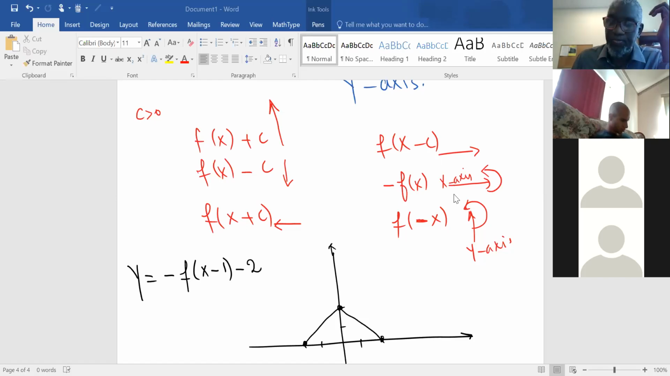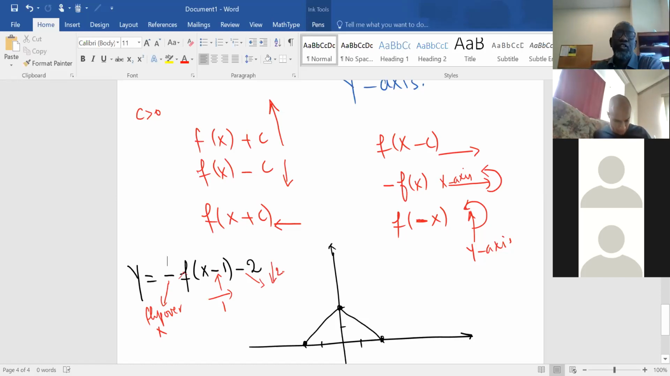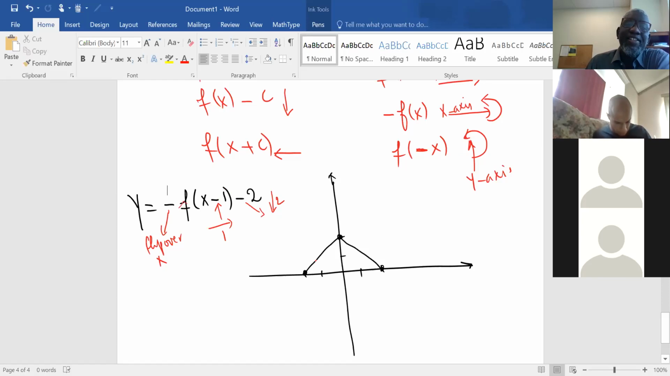So from the recap over there, this negative sign outside, what does it do? Flips it over the x-axis. Exactly, flip over x. This negative sign here, what does it do? Makes it go to the right one. Right one. And this negative sign, what does it do? It goes down 2. Down 2. Thank you.